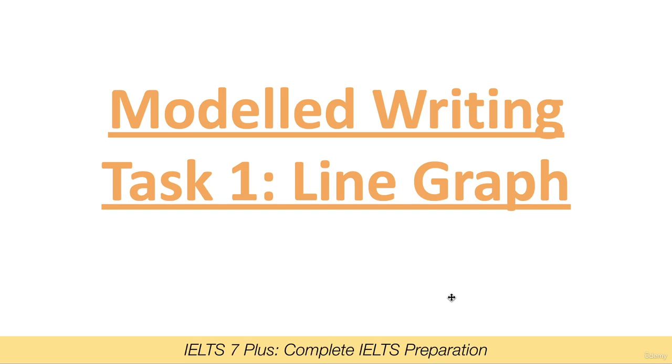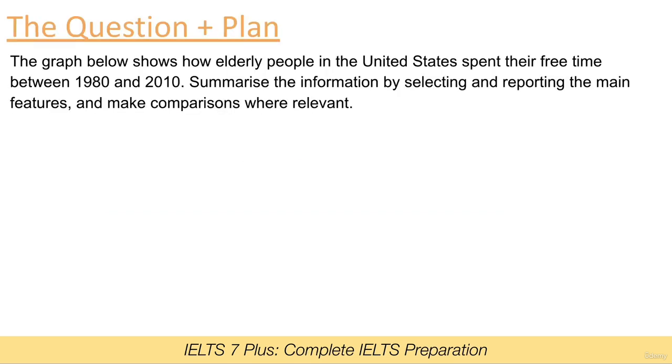So line graphs are, again, a popular type of task one that can come up. They can come up on their own. They could come up with other charts and graphs. So definitely something to be aware of for task one. All right, let's go to the question, the task. The graph below shows how elderly people in the United States spent their free time between 1980 and 2010. So it's past tense. Okay, good to know. Summarize the information by selecting and reporting the main features and make comparisons where relevant.